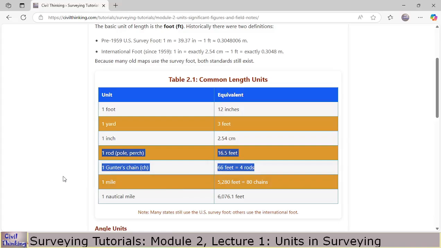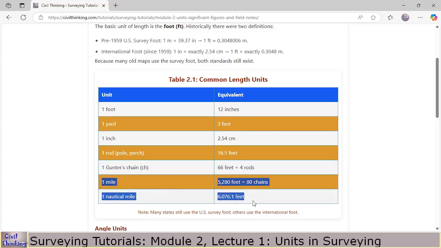After that we have the mile. You might be already aware of this: 1 mile and 1 nautical mile. 1 mile is 80 chains, so you can measure 1 mile with 80 chains. That makes 1 mile equal to 5,280 feet.